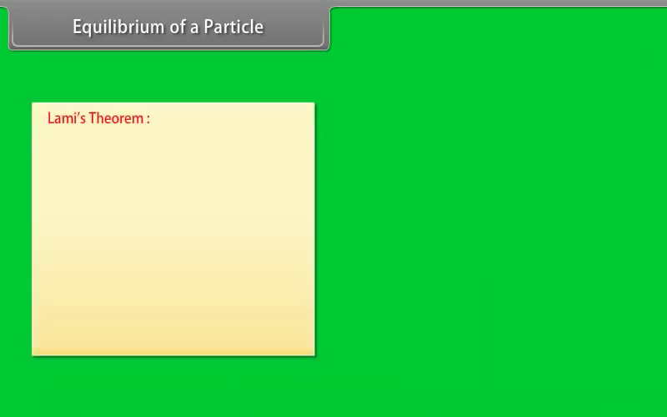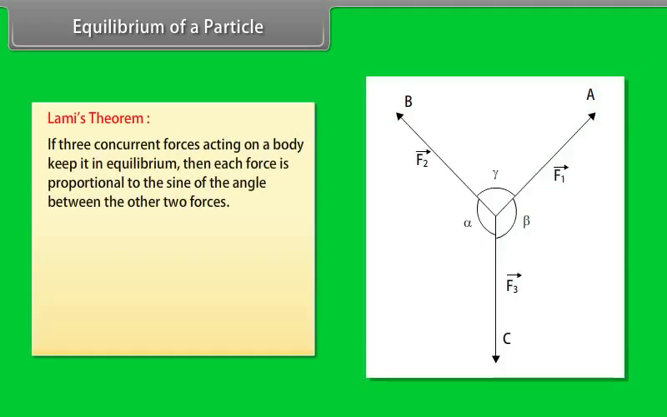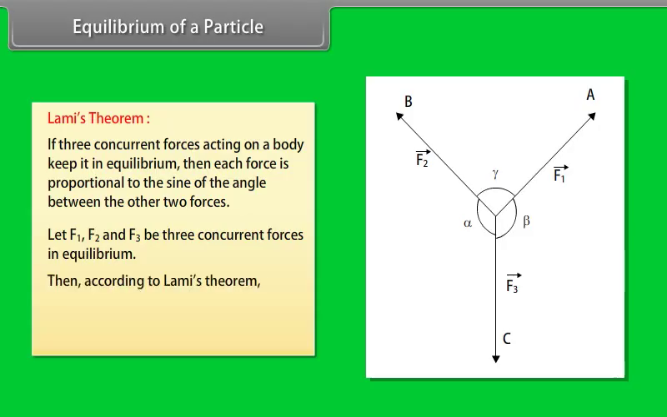Lamy's theorem states that if 3 concurrent forces acting on a body keep it in equilibrium, then each force is proportional to the sine of the angle between the other 2 forces. Let F1, F2 and F3 be 3 concurrent forces in equilibrium. Then, according to Lamy's theorem, F1 upon sine alpha is equal to F2 upon sine beta is equal to F3 upon sine gamma.